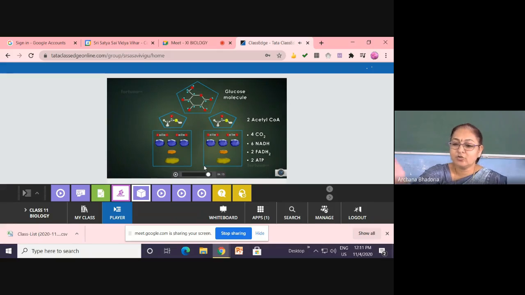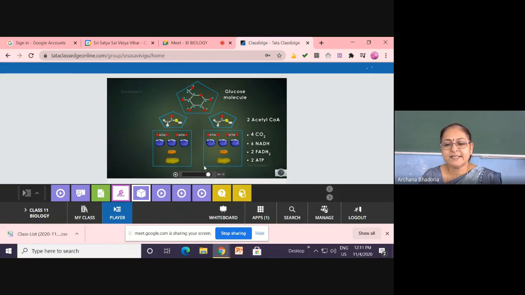So children, this you can note down. Okay, what is the product till now? You can note down: glucose molecule giving 2 acetyl coenzyme A. Okay, then 2 acetyl coenzyme A, then write Krebs cycle, and in the Krebs cycle you got 4 CO2, 6 NADH, 2 FADH2 you got, and 2 ATP.